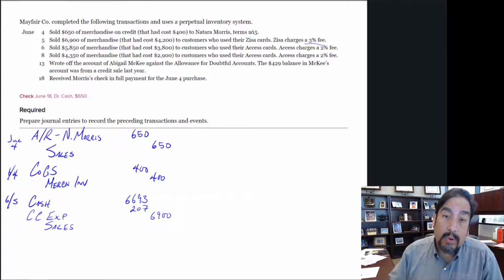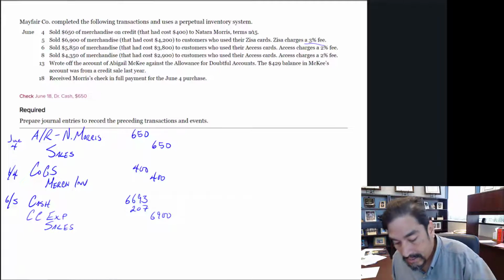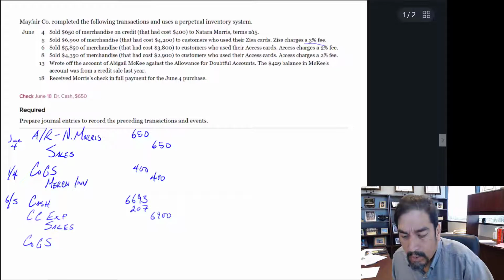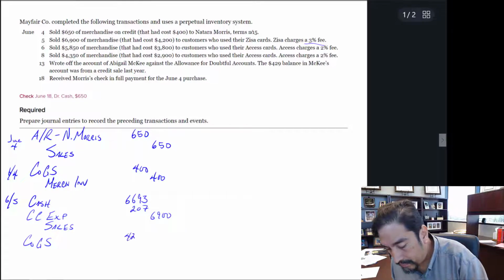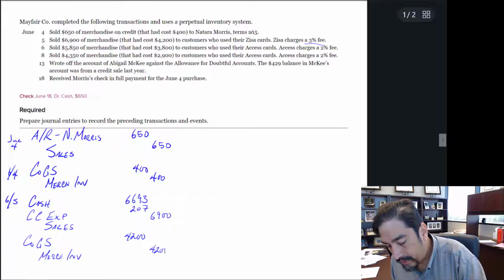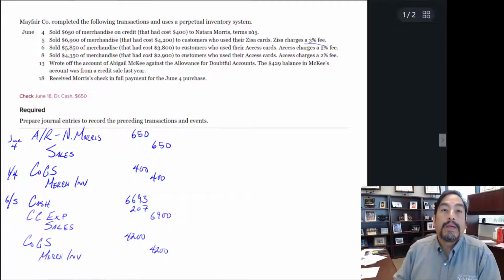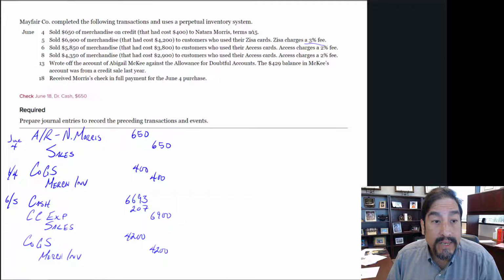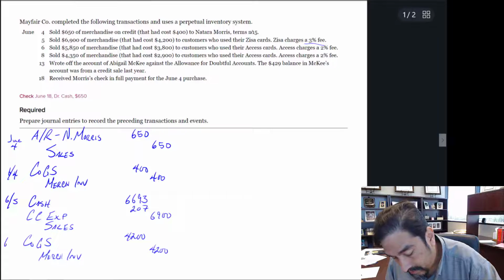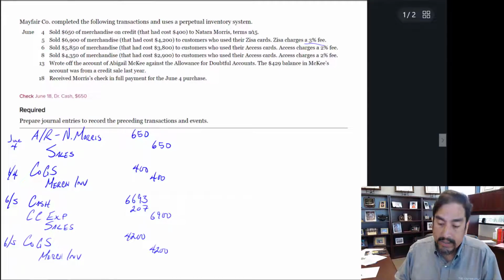We still need to record the cost piece. That's cost of goods sold for $4,200 and merchandise inventory for $4,200. Next, we've got, oh, this is June 5. Next, we've got June 6.